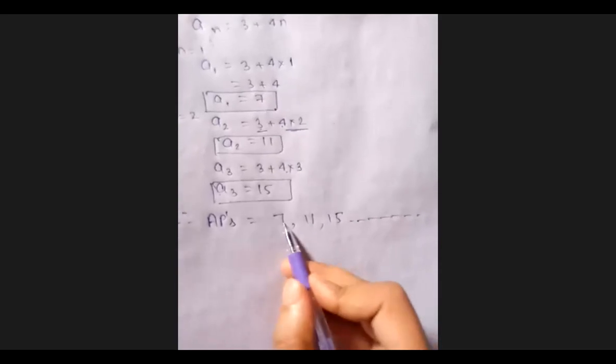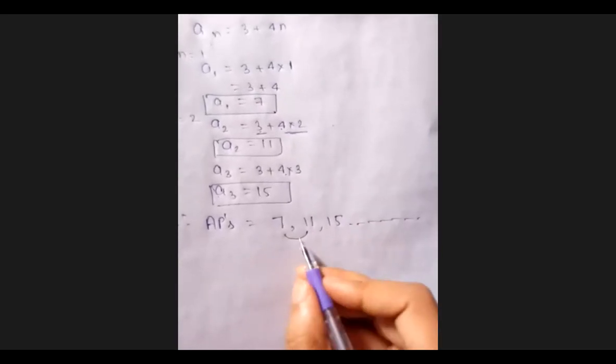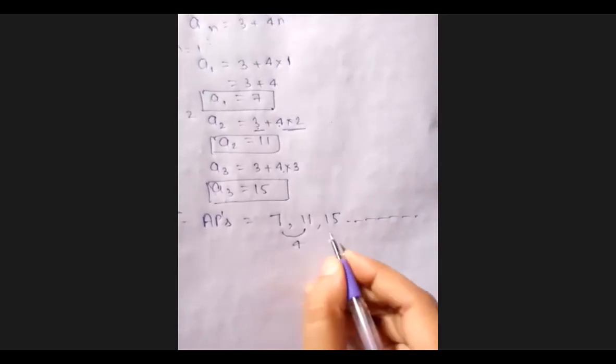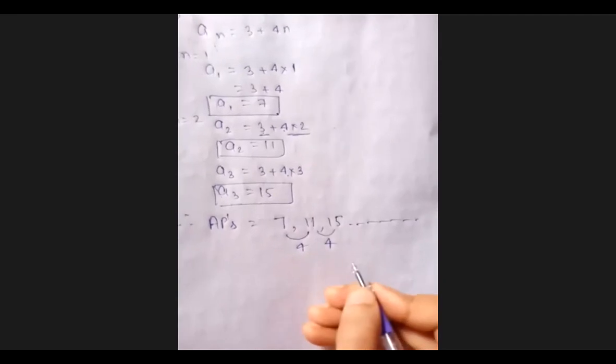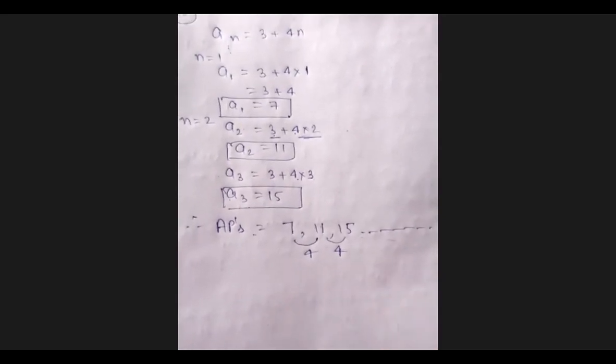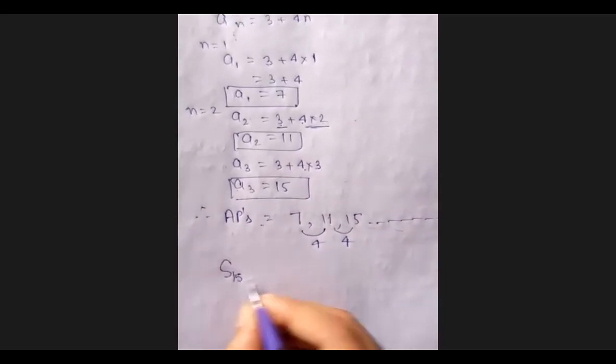So 11 minus 7. Now you can check here whether this is the right AP or not, because its common difference should be the same. 4. 15 minus 11, 4. It means what we are getting as AP is absolutely correct. And now after finding this AP, we have to find the sum of the first 15 terms. So the sum of 15 terms means S15.